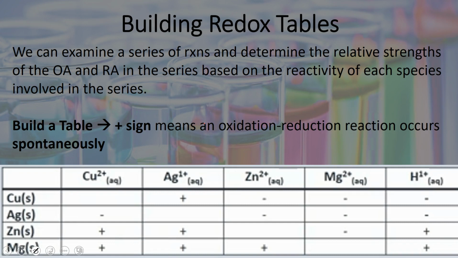Okay. I'm just going to talk about building redox tables. Today, once I'm done briefly looking at this, I'm going to get you just to deal with spontaneity, and then we're going to build some redox tables tomorrow.